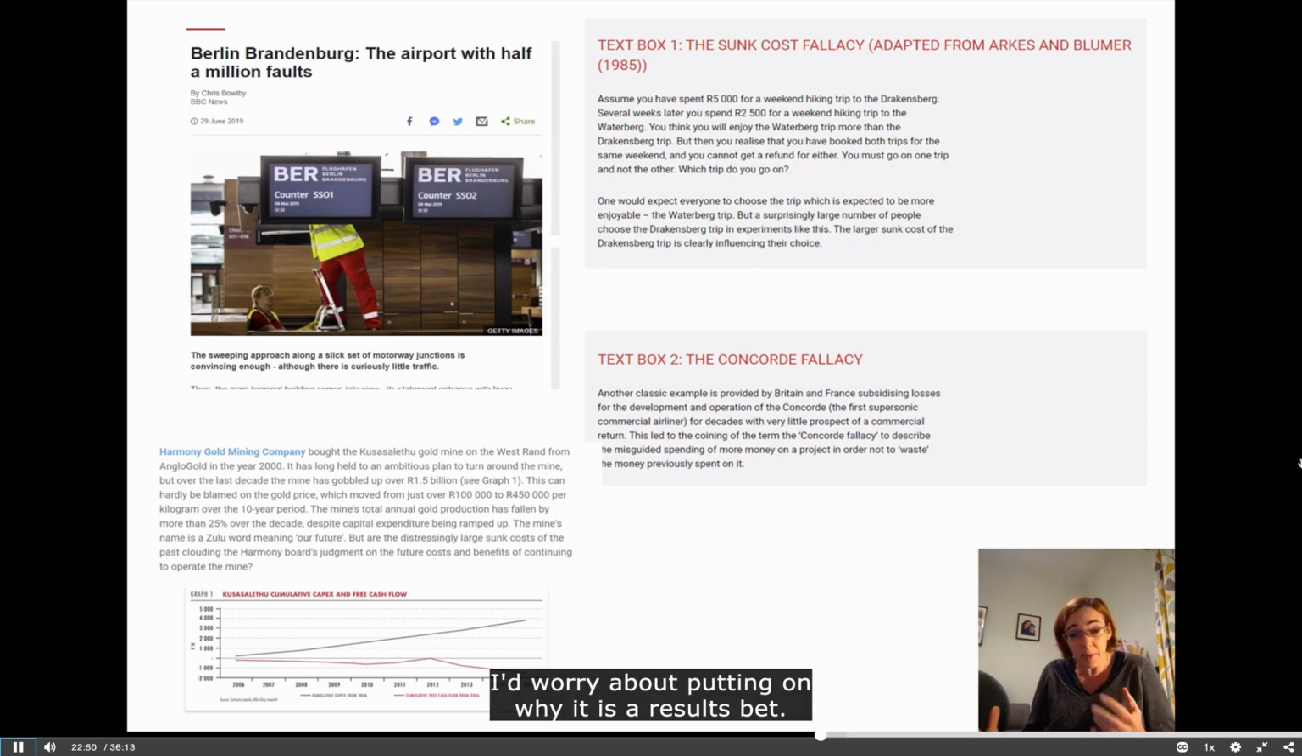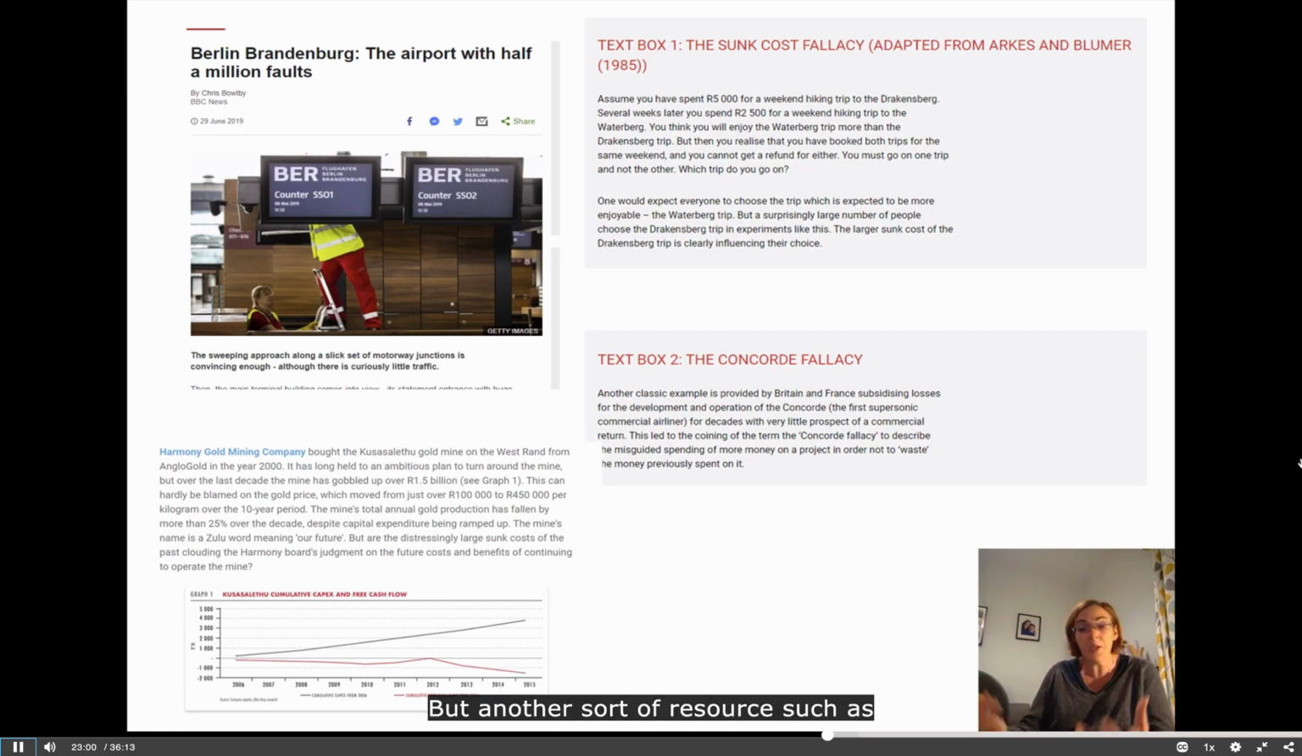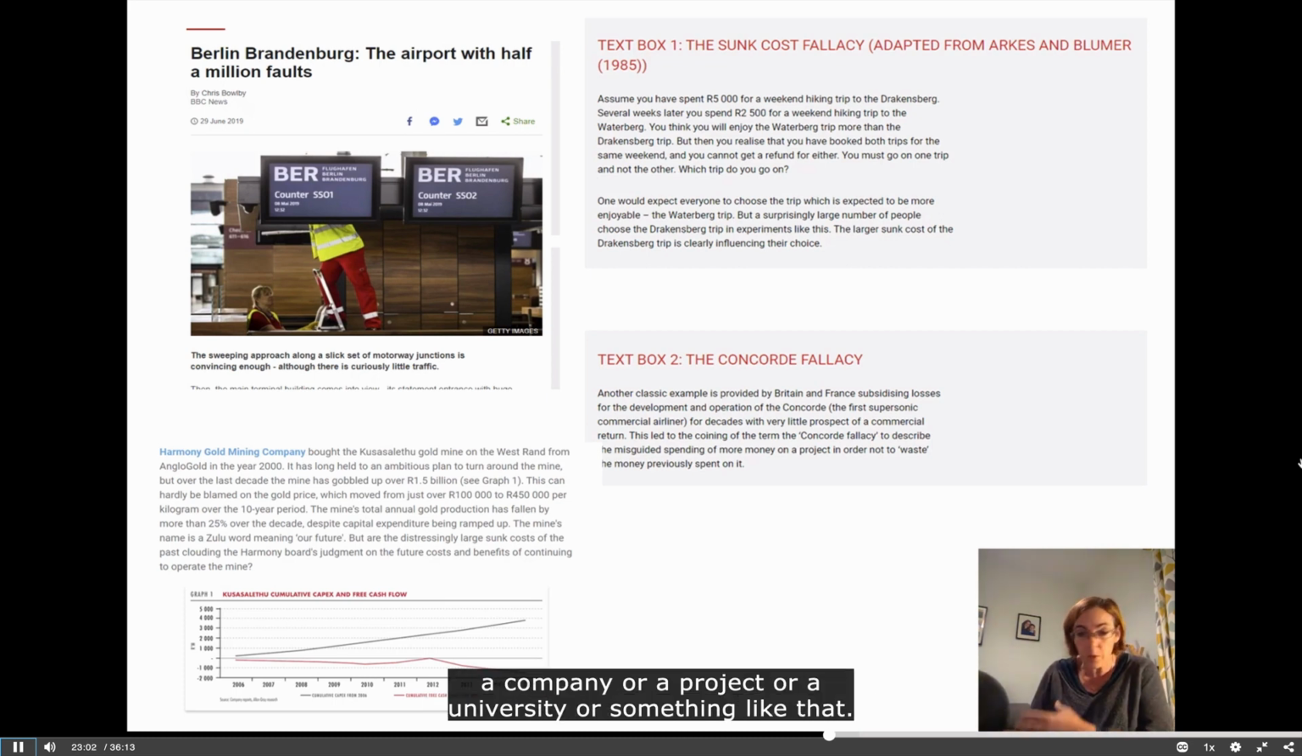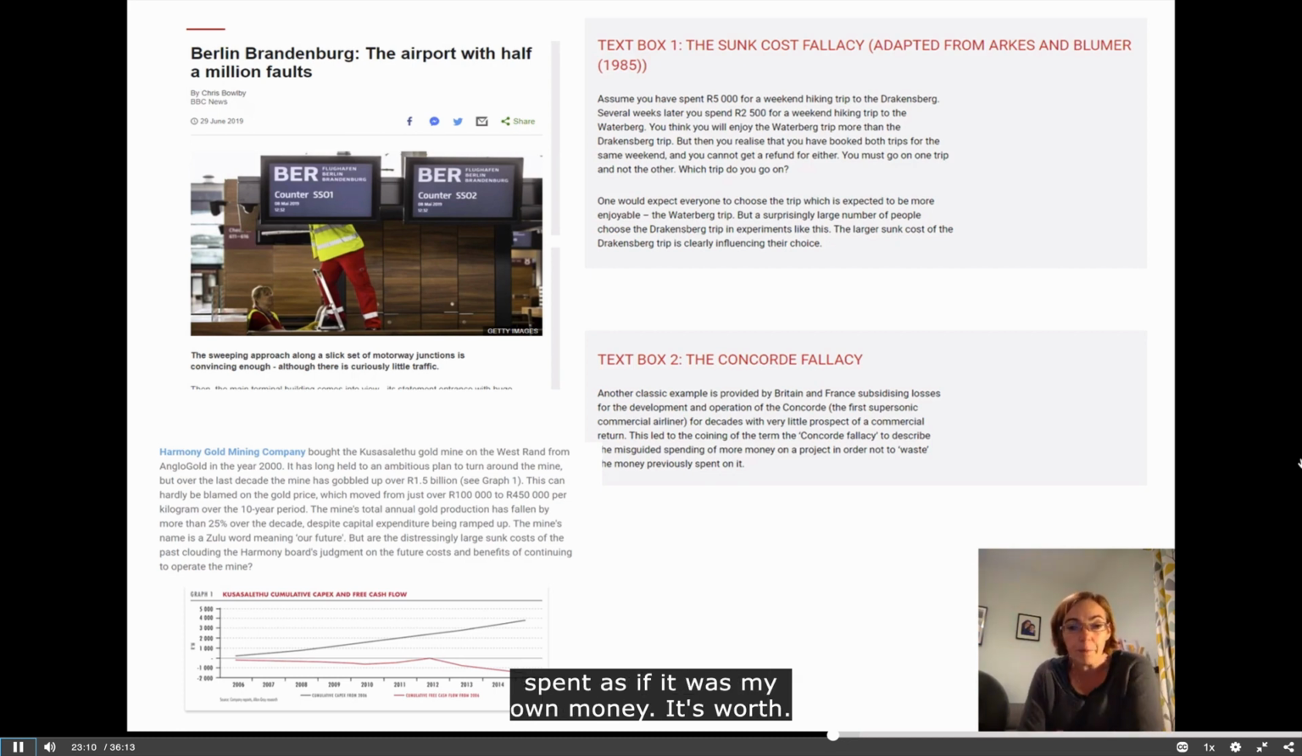I worry about putting on weight as a result of it, but because of this sunk cost fallacy, which is even more illogical because most of the time it's not my personal money that's paying for it, but another resource such as a company or a project or the university. And I suppose I feel responsible for that money that's being spent as if it was my own money.